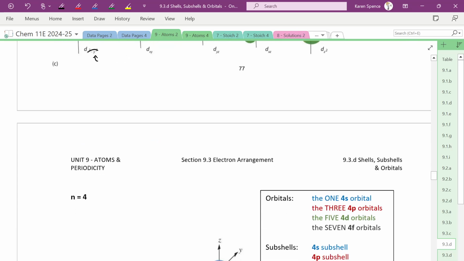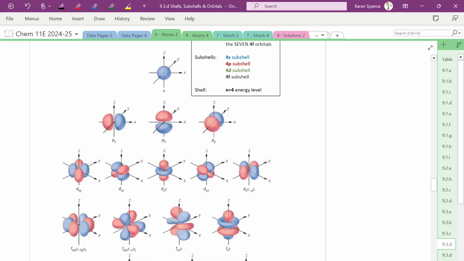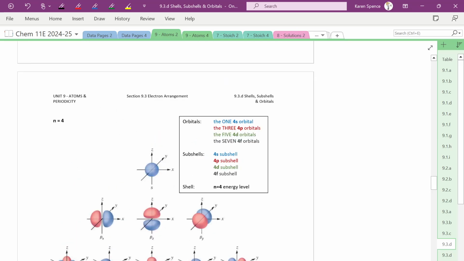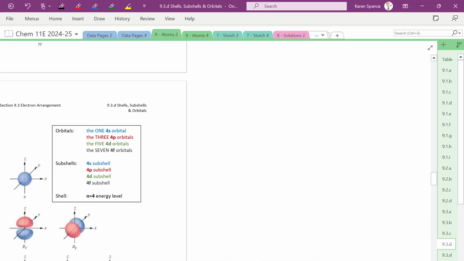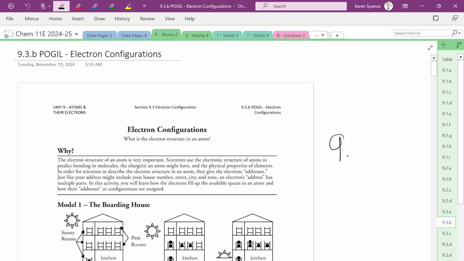Is that as far as I got with my other class? I feel like it was. That is as far as I got with the other class. So at this point, I'm going to let you guys finish up 9.3B and 9.1G.